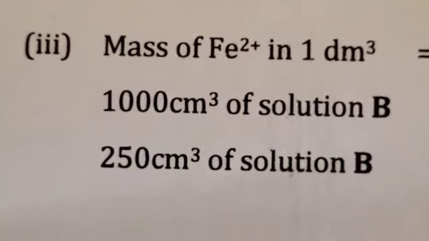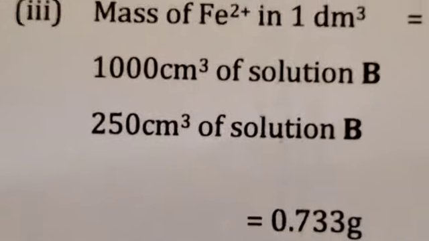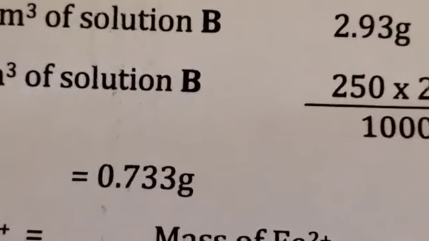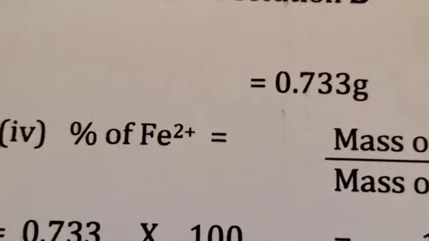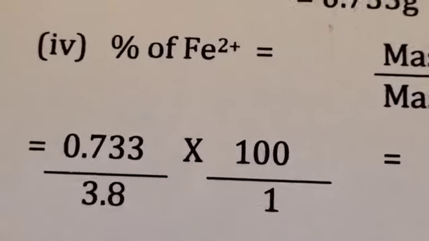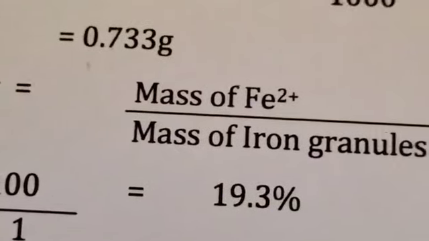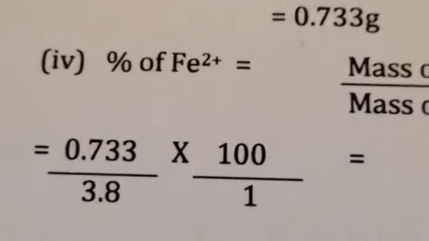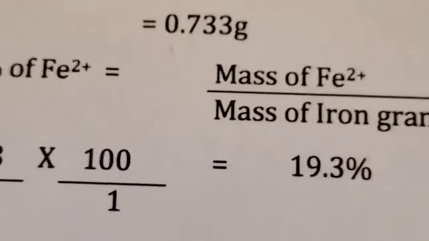They know they're going to ask you the percentage of iron(II) in question 4. That's why they ask to find the mass of iron(II) in 250 cm³, which is 0.733 from our own information here. Then for the percentage of iron(II), in the question they gave you the mass of iron granules in the same 250 cm³. You see, we are now talking about equating masses in the same volume. So we now have 0.733 over 3.8 times 100 over 1. That will give us 19.3%.